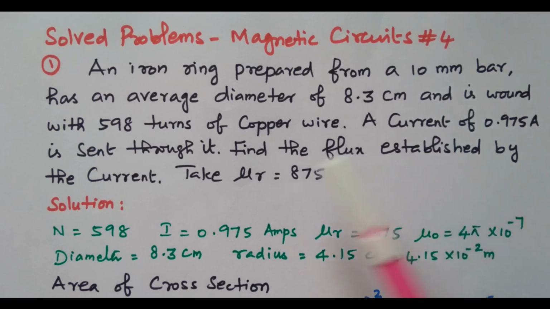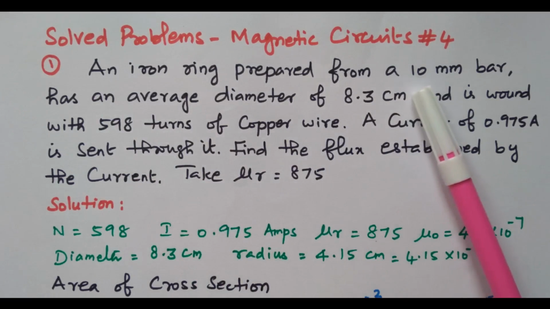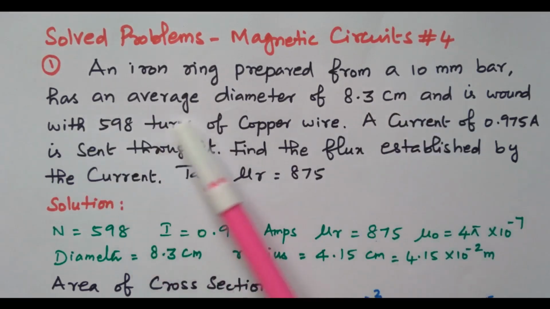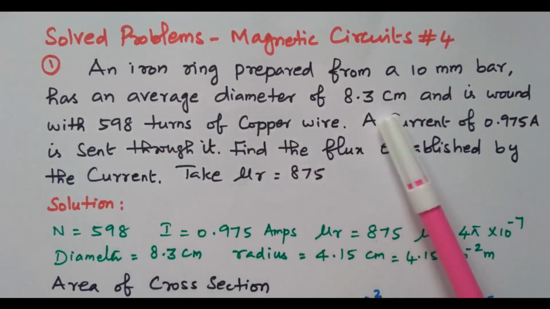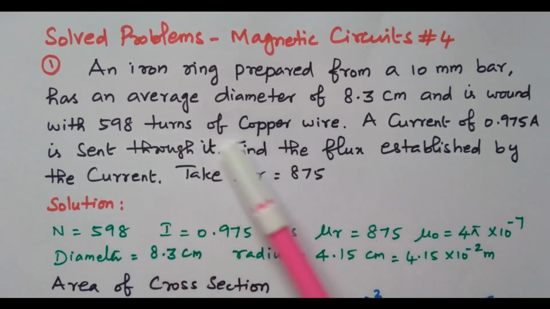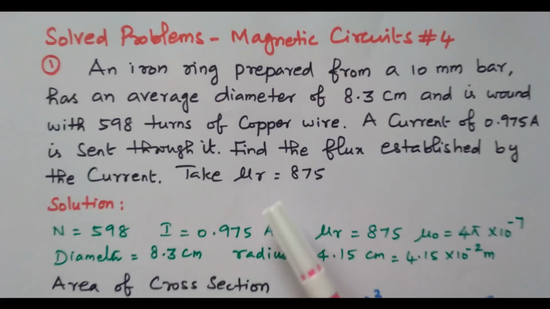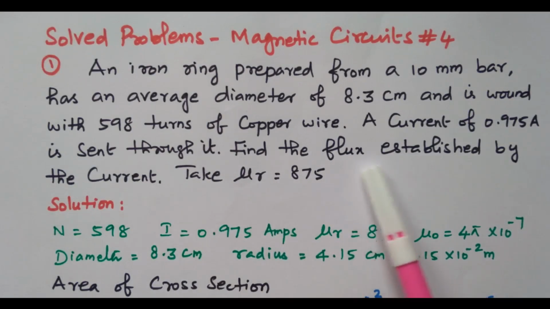Now we will go to problem 1. An iron ring prepared from a 10 millimeter bar has an average diameter of 8.3 centimeter and is wound with 598 turns of copper wire. A current of 0.975 ampere is sent through it. Find the flux established by the current. Take mu r, the relative permeability, equal to 875. So we need to find the flux developed.